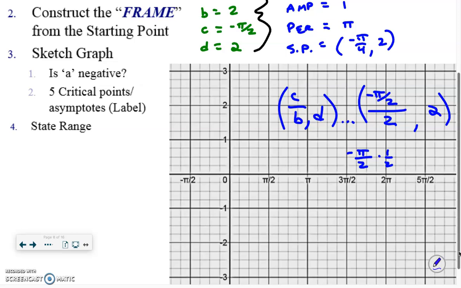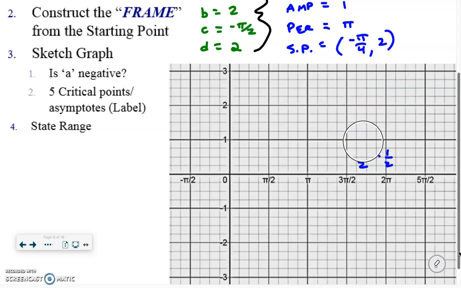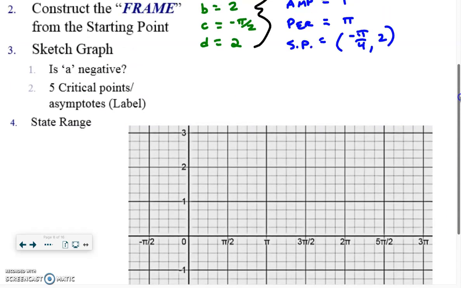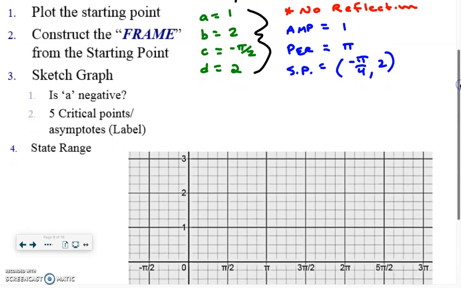All right, so once we have these pieces, I'm actually going to shift my graph down a little bit, just so I have a little bit more space to work with. All right, probably going to require me to go back and forth a lot, but again, I think it's going to be worth it in the long run.